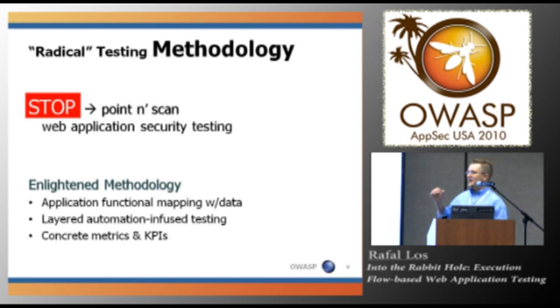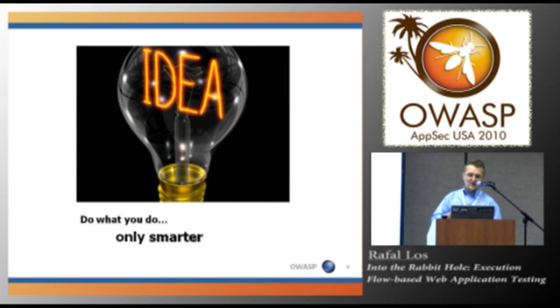So this enlightened methodology that I, and many of my counterparts and colleagues, are trying to preach is application functional mapping with data, layered automation-infused testing, and concrete metrics and KPIs. This talk today basically focuses on the first one, because the next piece is a whole other talk, and the last one, concrete metrics and KPIs, is a webcast that I'm doing, and all sorts of things.